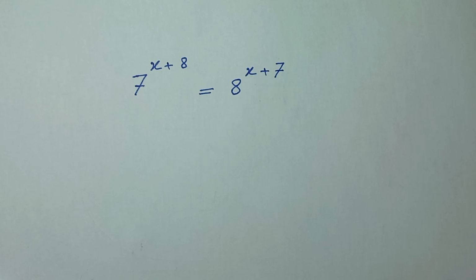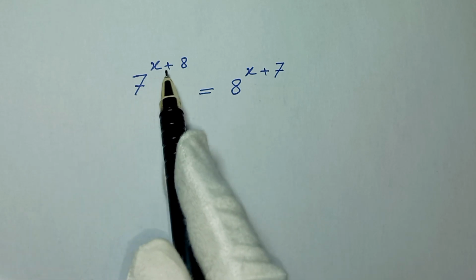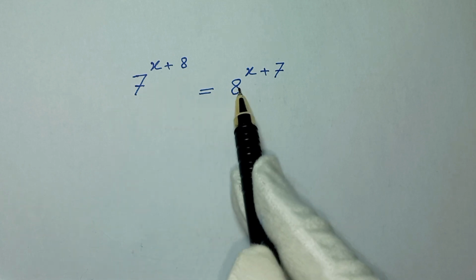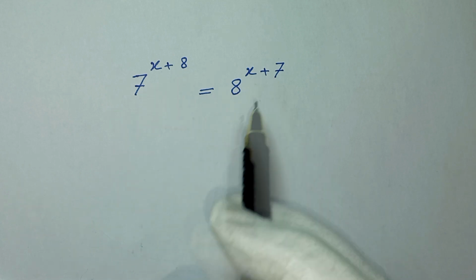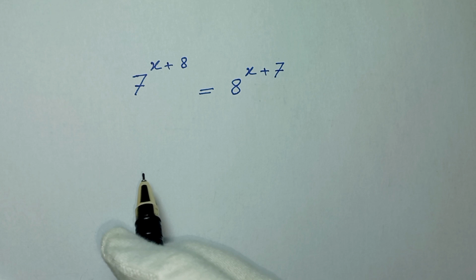Hello my friends, you're welcome to solve this math problem, which is 7 to the power of x plus 8 is equal to 8 to the power of x plus 7, to find the value of x.